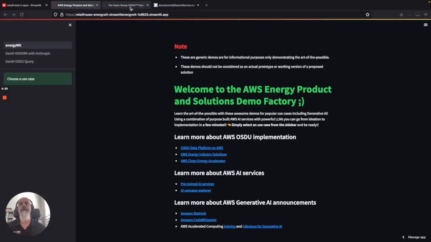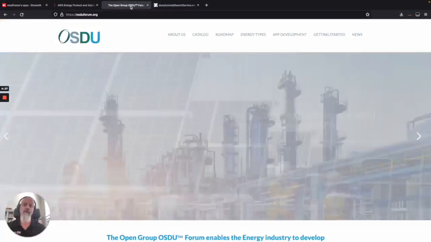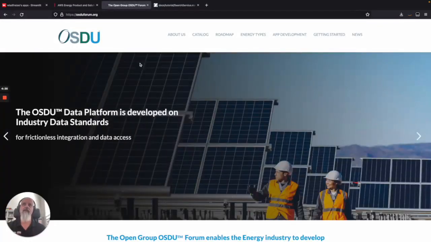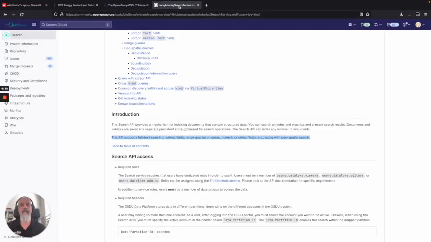So the API system that I'm using is called OSDU. If you don't know what OSDU is, I would suggest that you go to osduforum.org. There's a lot of information there. And the API that I'm using is one of many OSDU APIs. It's called Search. The Search API supports full text search on string fields, range queries, and things like that, including geospatial search.